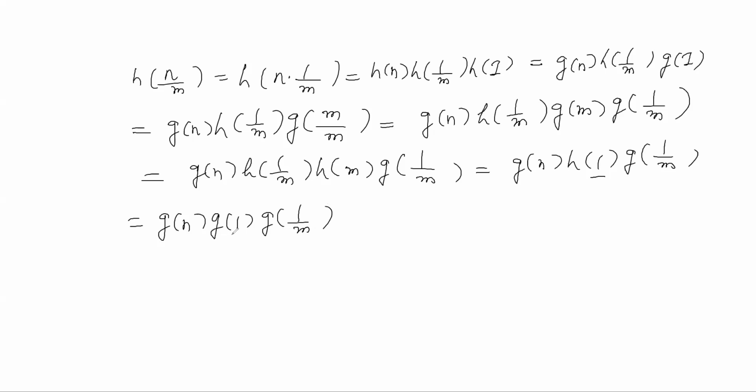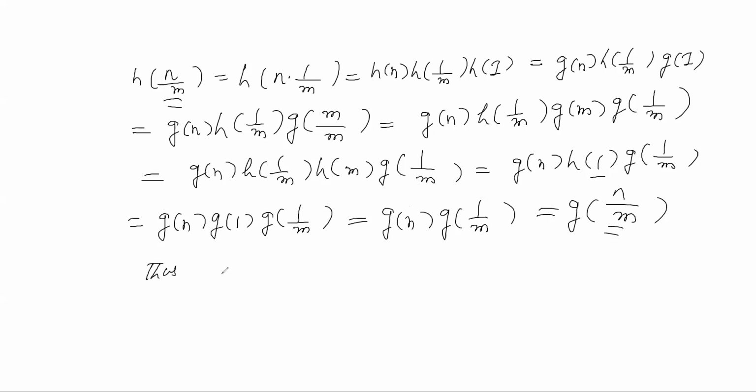Okay, so G of 1 is 1, so it would be G of n, G of 1 by m. Again G is a morphism, so it is G of n by m. So on rationals they are also the same. H of n by m is the same as G of n by m. So thus G is the same as H on Q. Hence F is an EP.